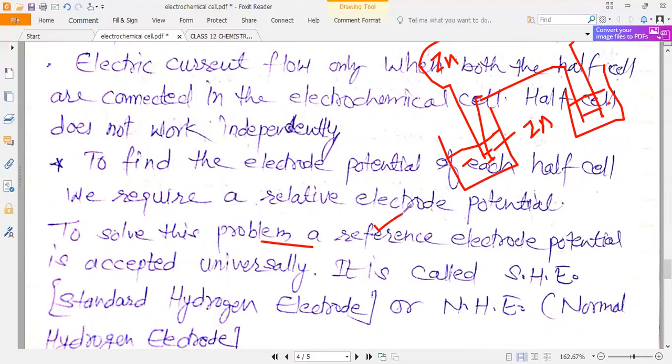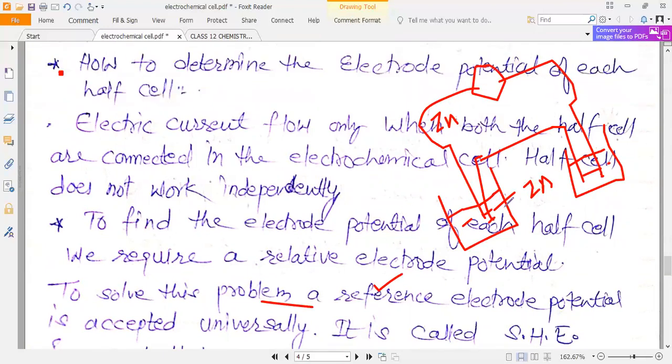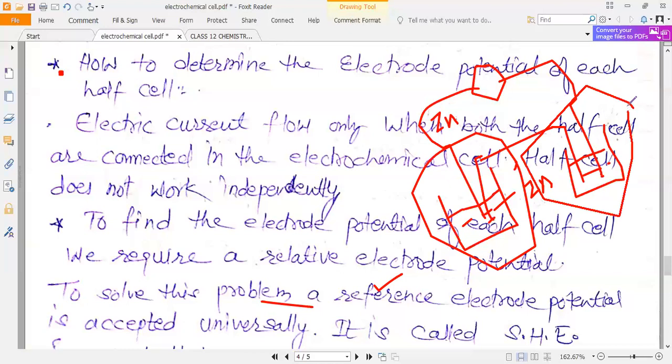The problem is solved by taking a reference electrode potential. It means we have to determine the electrode potential of the left hand side and the electrode potential of the right hand side. So how can we determine the electrode potential? The electrode potential of the left hand side or right hand side will be determined by comparing the left hand side or right hand side electrode with a standard value.